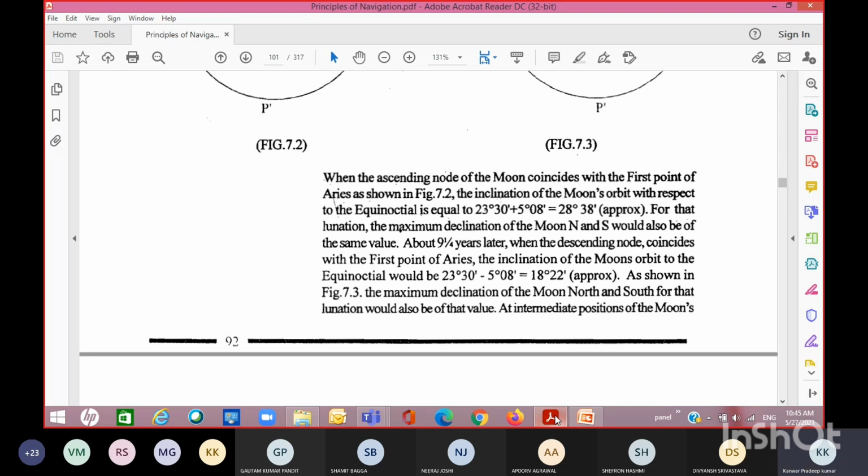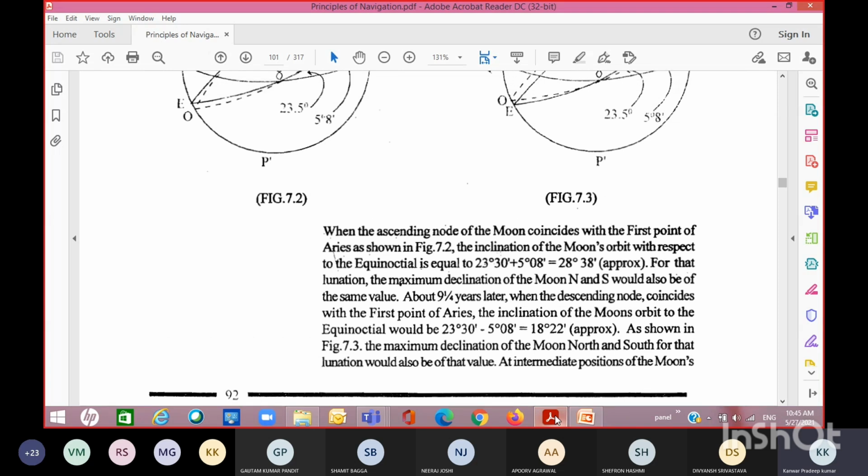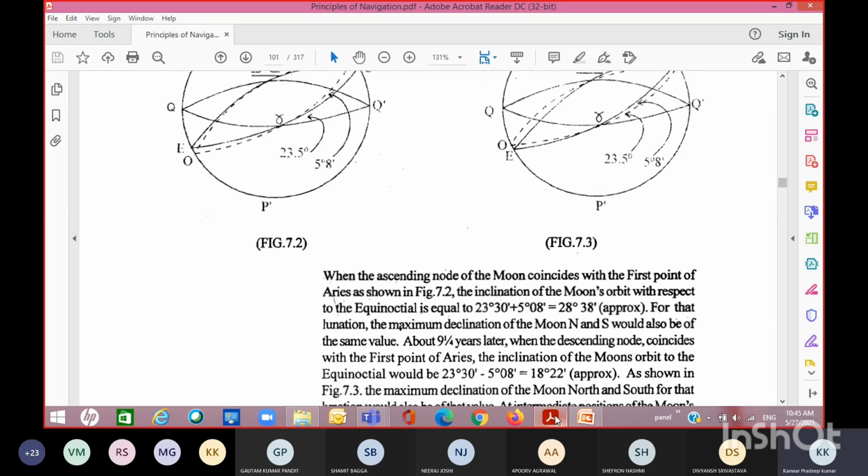So when the ascending node of the moon coincides with the first point of Aries, as shown in figure 7.2, the inclination of the moon's orbit with respect to the equinoctial is equal to 23.5 degrees plus 5 degrees. That is the additional, we are seeing the declination. So the maximum declination of the moon, north and south, would also be the same value.